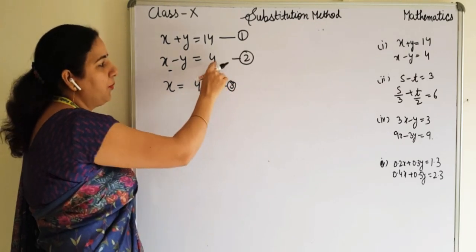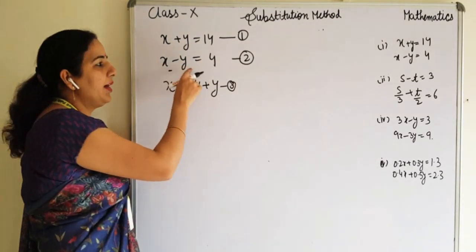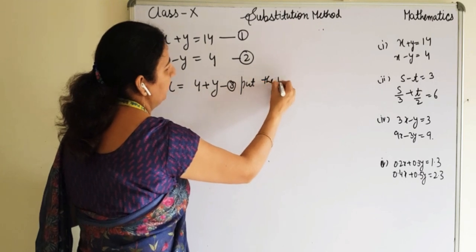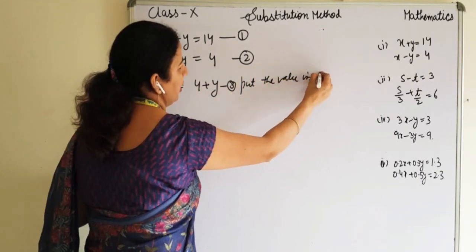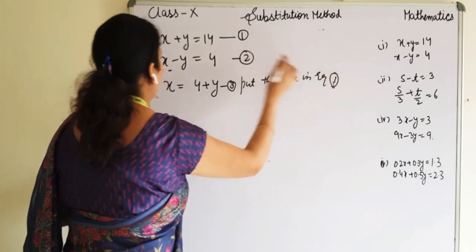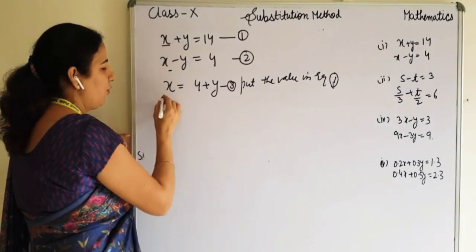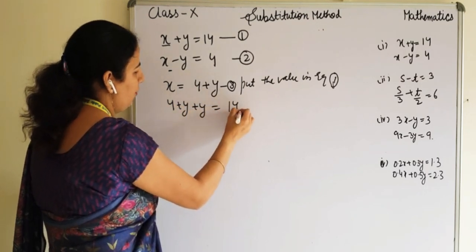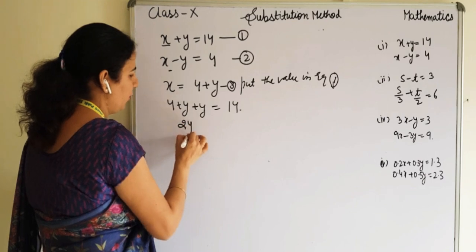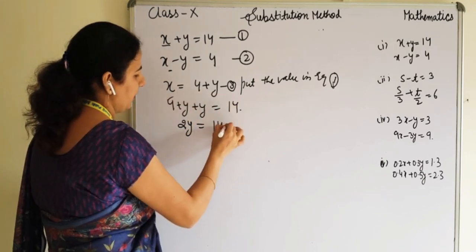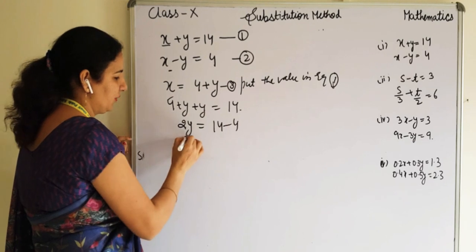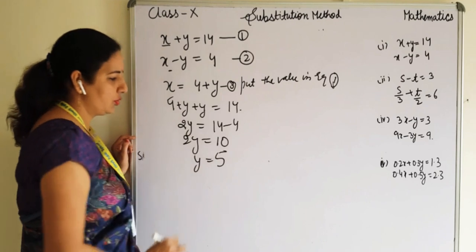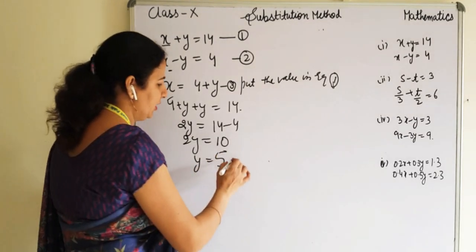Now we are not going to put it in equation number 2, because we have calculated it from 2. Put the value in equation number 1. In equation number 1 we have x, and in place of x we write 4 plus y. So 4 plus y plus y is equal to 14. y plus y is 2y, and 14 minus 4 gives 2y is equal to 10. y is equal to 5. So the value of y is 5.